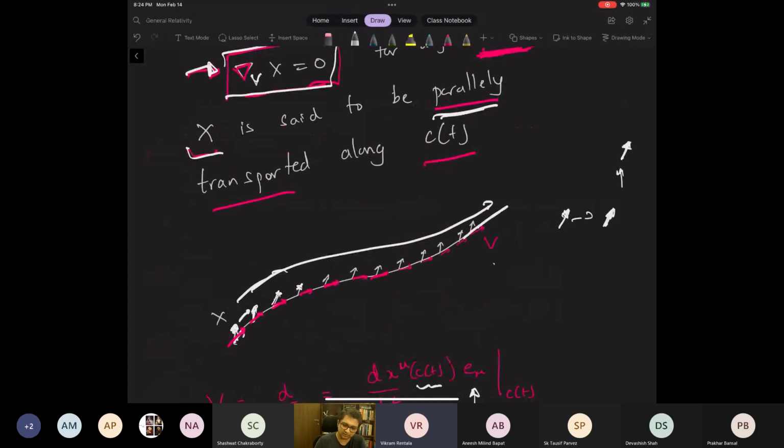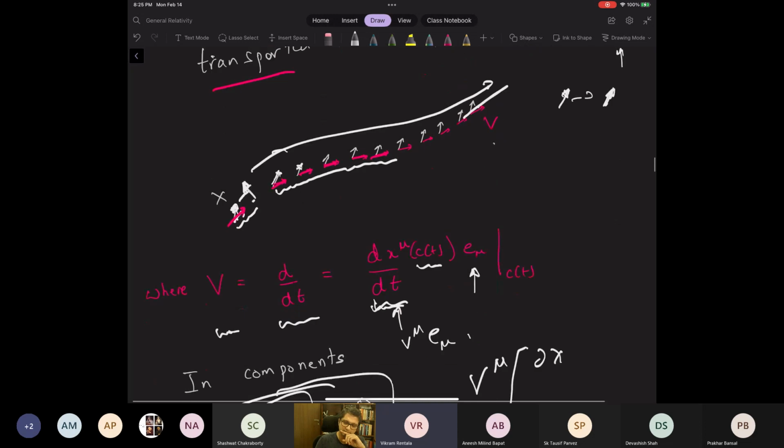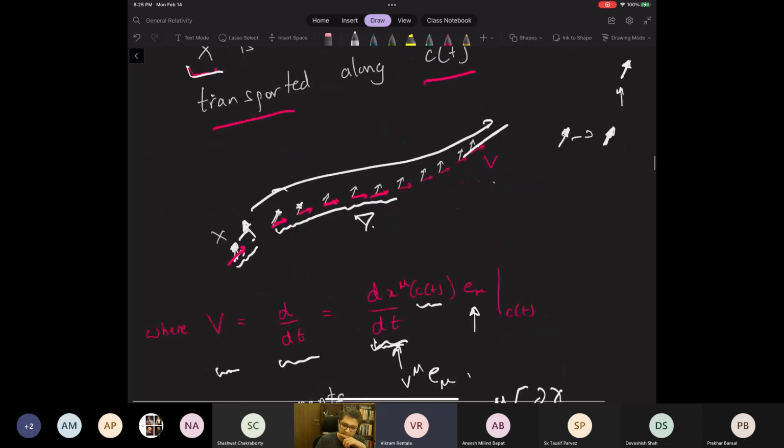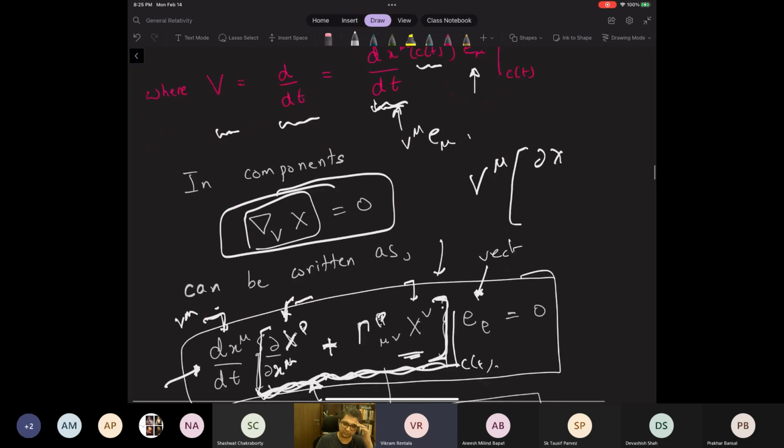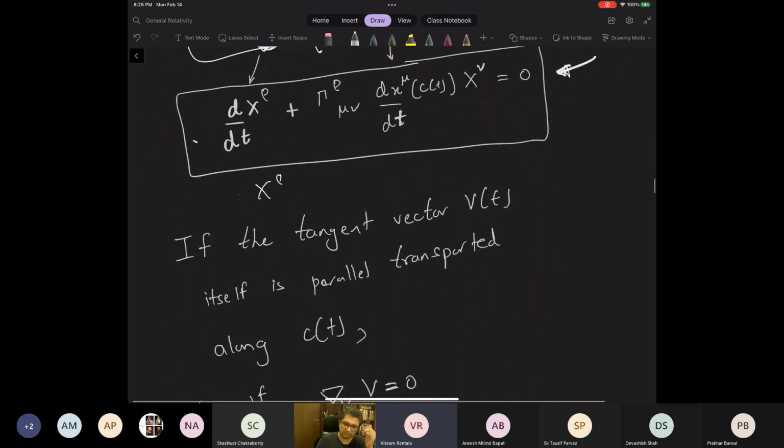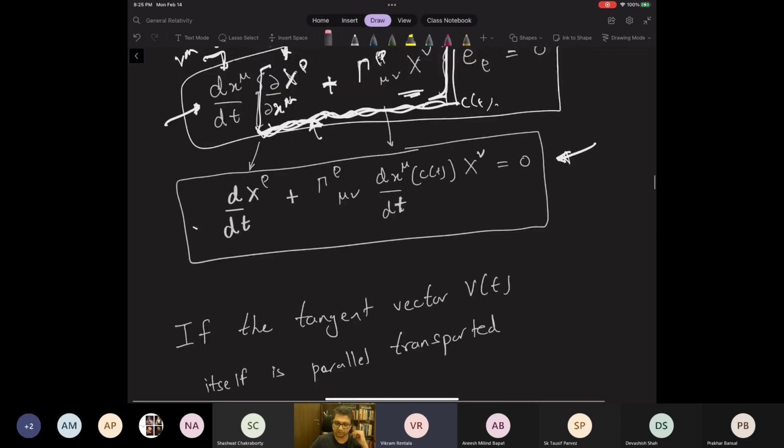So for example, in this figure, let's say x was like this. Then from here to here, you would say x is not parallelly transported, but from here to here or here to here, you'll say x is parallelly transported, because del Vx would be 0 at these points. But here del Vx would be non-zero, so it's not parallelly transported. Any questions?